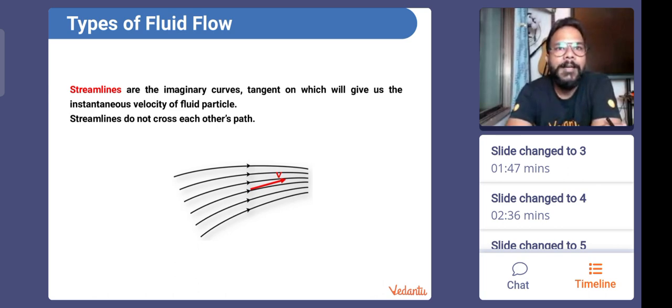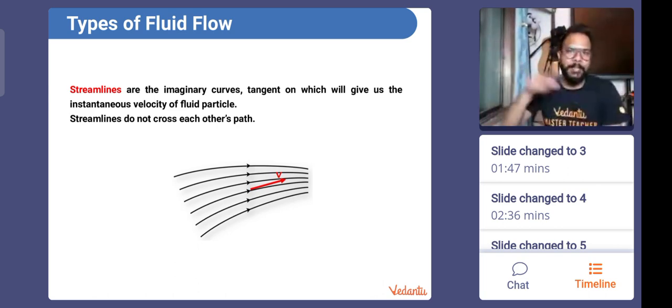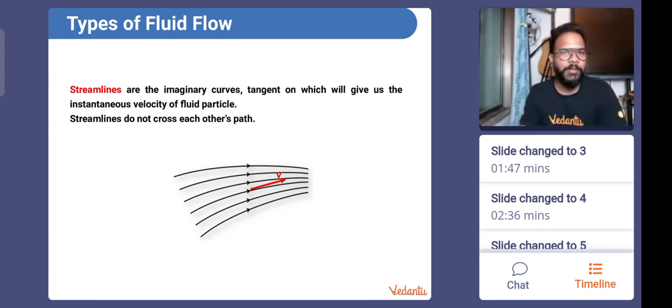So streamlines are basically a way of trying to visualize how liquid flows. Obviously liquid is entirely a three-dimensional thing which is flowing in space. But if you want to visualize it, just like gravitational field lines, if you want to visualize how the liquid is flowing in a streamline manner, you will, according to the flow of the liquid, try to draw these lines.